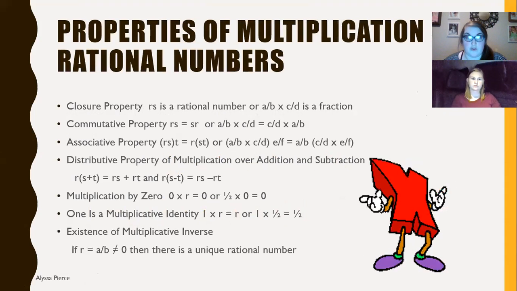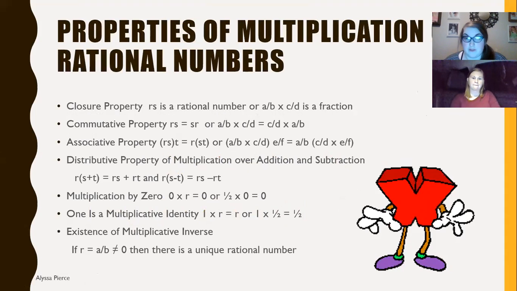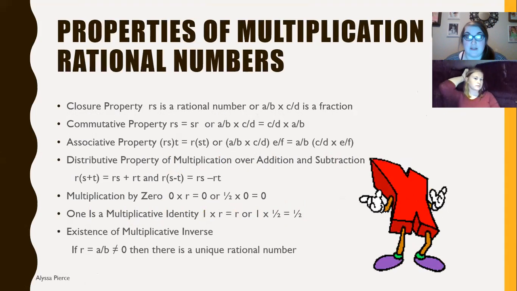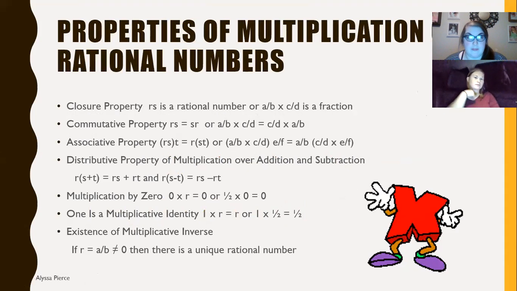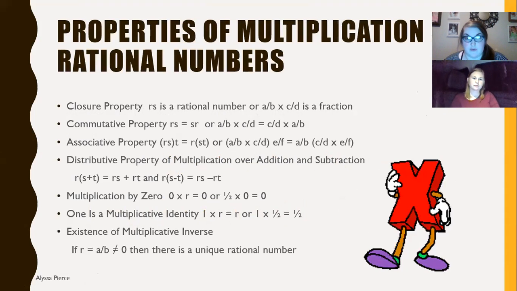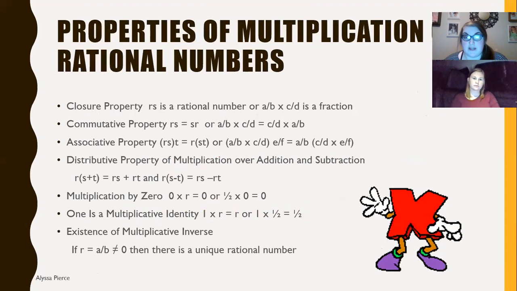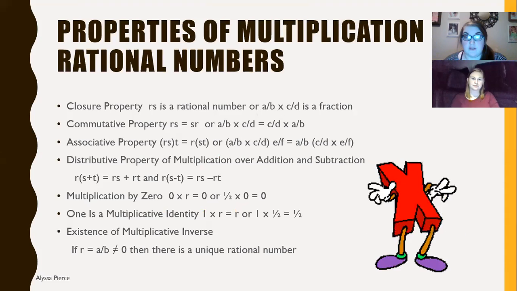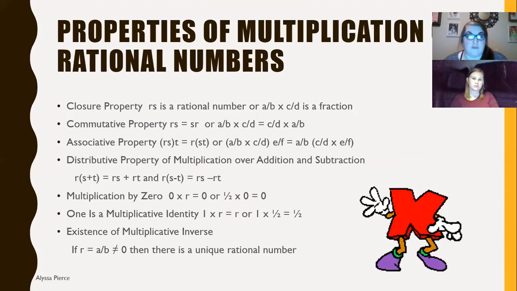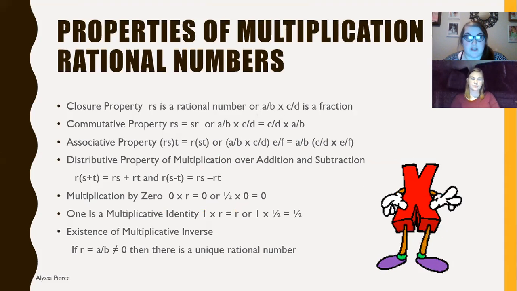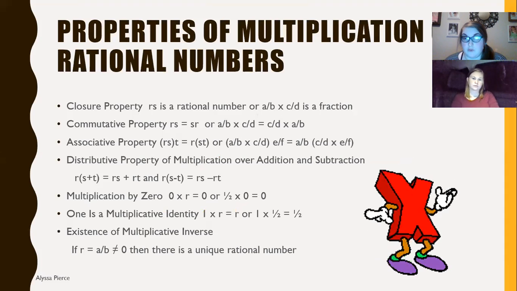We have the closure property, which you'll be familiar with because I mentioned it in the addition properties, but it's a little bit different. We have r times s is a rational number, or a over b times c over d, and that's a fraction. Basically the thing that has changed is the sign, because this is for multiplication. We have the commutative property, which is r times s or s times r. The same holds for fractions, so you're just going to switch the order around in which it's multiplied. For the associative property, you're just going to move the parentheses, much like we did for addition.